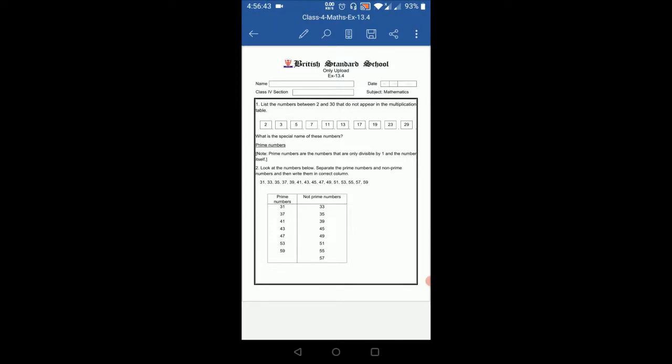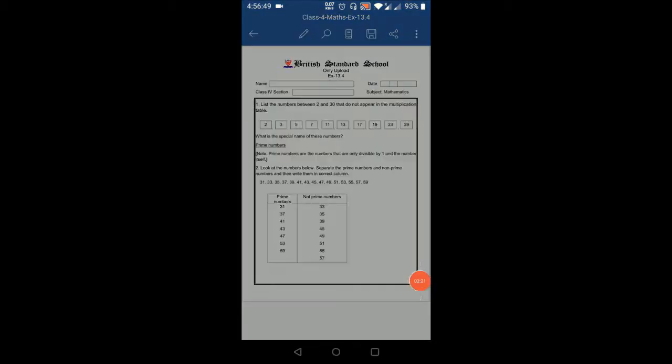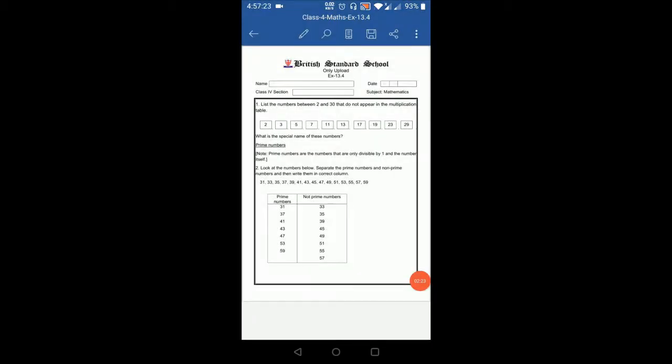7 is a prime number, so we cannot divide 7 by any number except 7 and 1. It can only be divided by 1 and 7 itself. So this is a prime number.